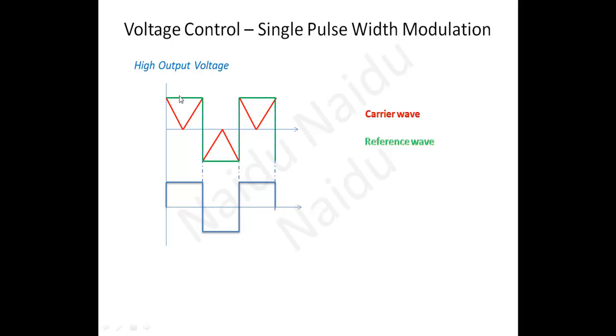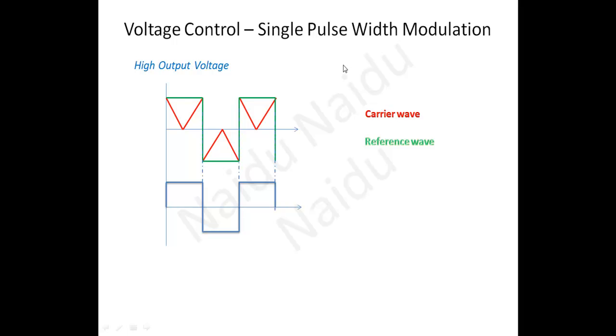Now I have taken the complete one, where the modulation index is 1, which means you will get the perfect square wave. Both the waveforms have the same amplitude. In that case, you will get the proper square wave. That means we are operating the switches for the complete 180 degrees. So this is called the single pulse width modulation technique.